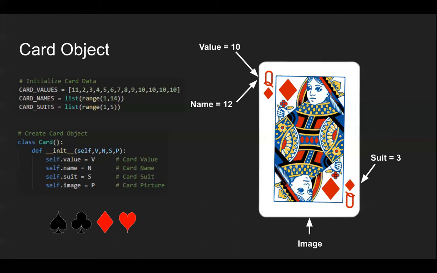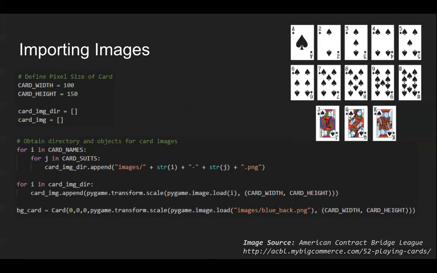For the values, however, this is specific to the game. In the game of Blackjack, aces will have the value of 11 or 1, and that will be decided later on. But for now, it is 11, and face cards will have a value of 10. For the suits, an integer value 1 would represent spade, clubs would be 2, diamonds would be 3, and hearts would be 4.